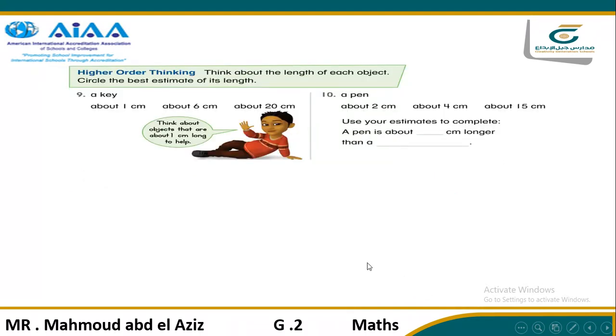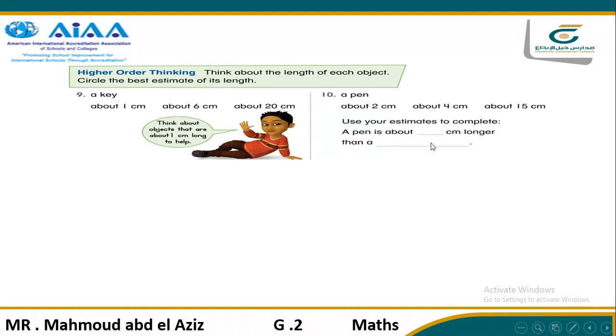Another question here. I want to estimate the length of a key. Is it about 1 centimeter or 6 centimeters or 20 centimeters? Which one here? Yes, you would choose 6 centimeters. You can measure your key. What about a pen? Is a pen about 2 centimeters or about 4 centimeters or 15 centimeters? Choose it. You can measure your pencil also. Yeah, it's about 15 centimeters.